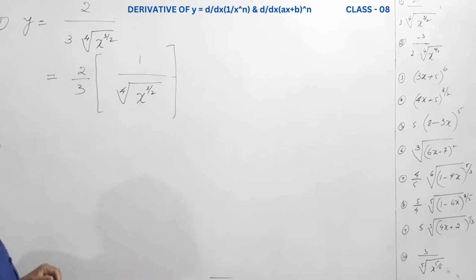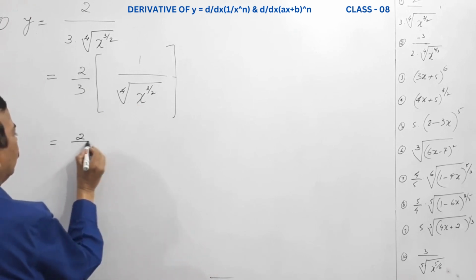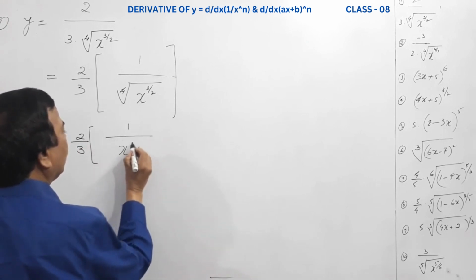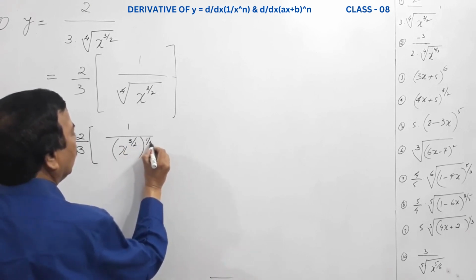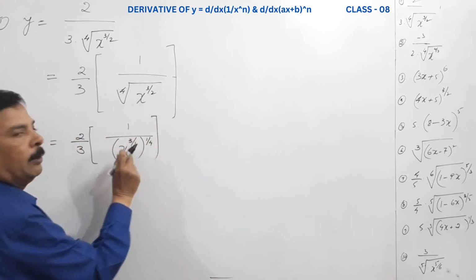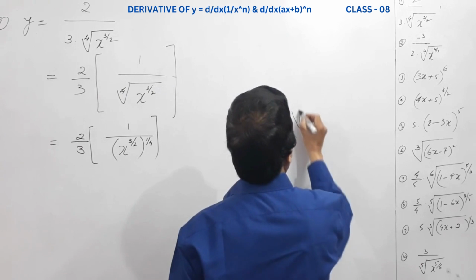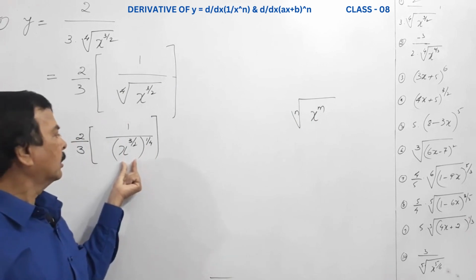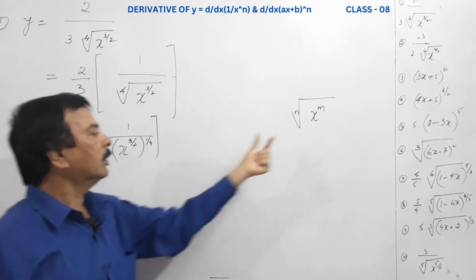Now I have to get this also into a standard form. I write this equals 2 by 3 into 1 by x to the power of 3 by 2, whole to the power of 1 by 4. Can I write like this? This x to the power of 3 by 2 as it is. This fourth root becomes 1 by 4. I have taught you the nth root of x to the power of m. Let us treat this m as 3 by 2, so x to the power of 3 by 2 is nothing but x to the power of m.